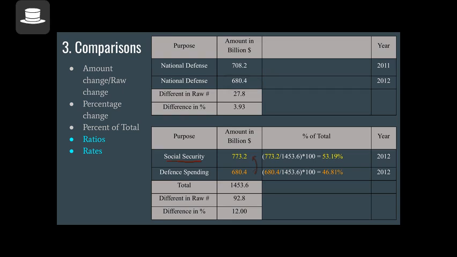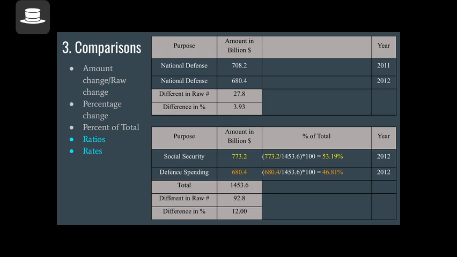right? Well, the first thing you need to do to calculate that is to find the total. The total amount that is spent for these two is 1,453 billion dollars. Now, the difference between these two categories for the same year is 92.8. How did I get that? You subtract this from this, and you get 92.8 billion dollars.